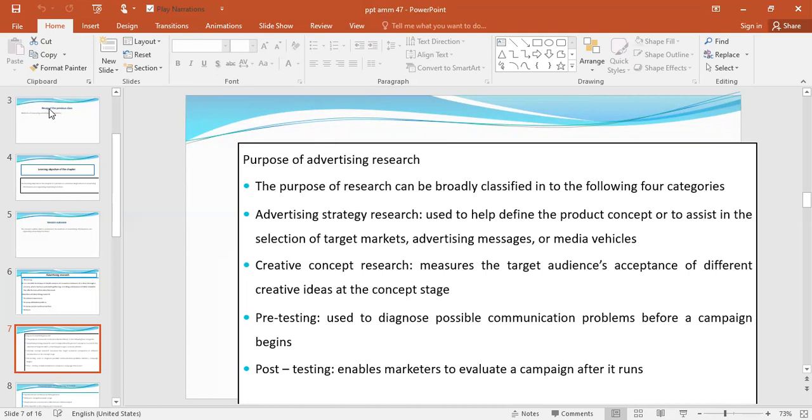The second is creative concept research. This measures the target audience's acceptance of different creative ideas at the concept stage. The third is pre-testing. It is used to diagnose possible communication problems before a campaign begins. The last one is post-testing. It enables marketers to evaluate a campaign after it runs.